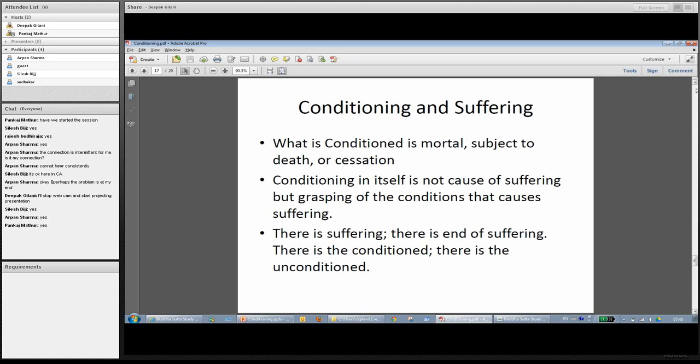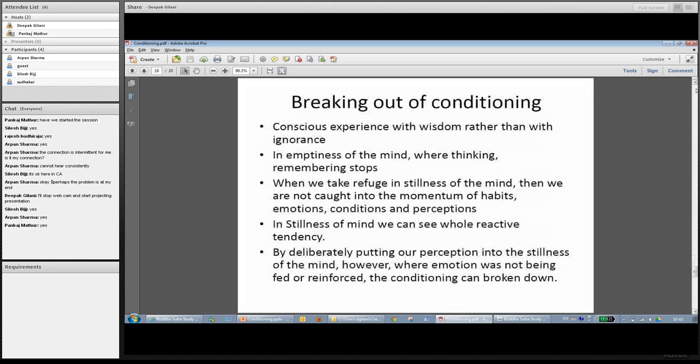So this is the term which we use, that there is suffering and there is an end to suffering, which can be equated to there being the conditioned and the unconditioned. In the unconditioned, there is no suffering. Ajahn Sucitto uses this term a lot, where he says that to break our conditioning, we use our awareness with wisdom. That we are aware and we have the wisdom, and we can break our ignorance with that.